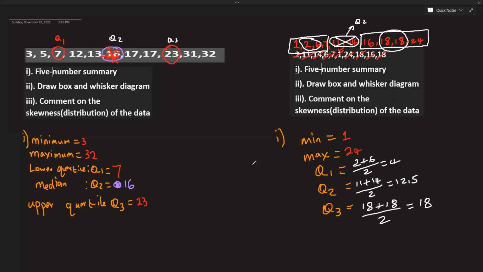So, ladies and gentlemen, I'm just going to draw the box and whisker for this one and comment on the distribution for this one, because this one and that one is the same procedure basically. I just wanted to show you how to get the quartiles when you have an odd number of terms and when you have an even number of terms. But the procedure for the box and whisker is now going to be the same. Okay, let's go to the box and whisker now.